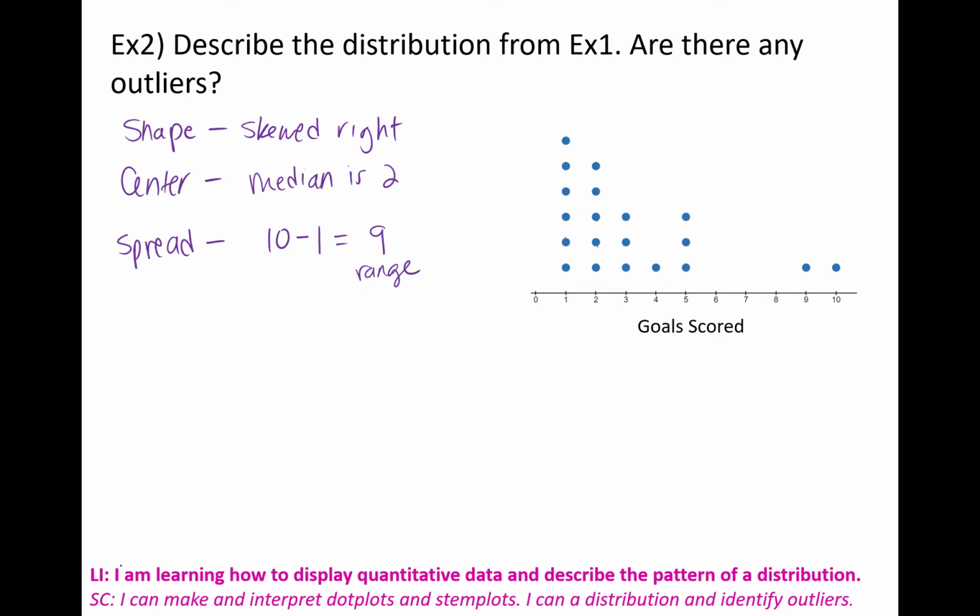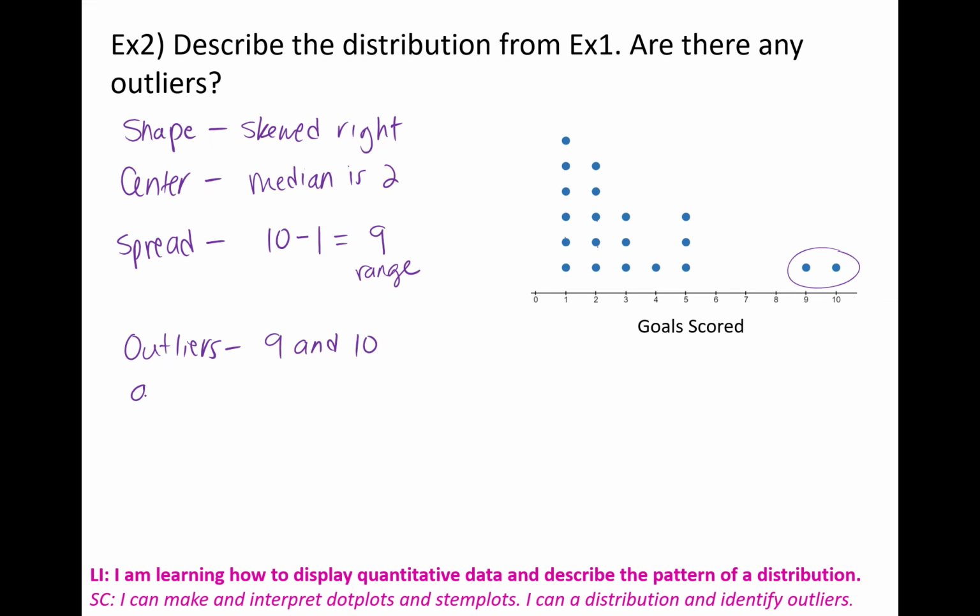And then finally, are there any outliers? So we're always going to do shape, center, spread. And then are there any outliers? This one, are there any points that appear to be a lot higher or lower? These two out here, although they are together, they are quite a bit bigger than the others. So I might say something like this for outliers. And actually, most of the time, this is how we will report outliers. We will say something like 9 and 10 appear or are possible outliers.